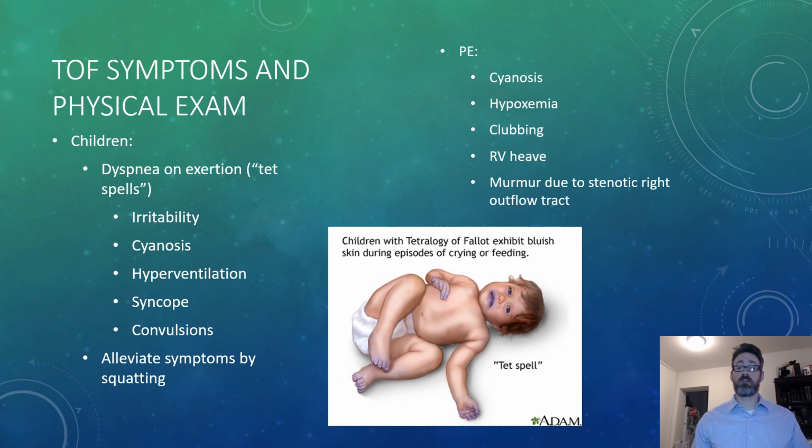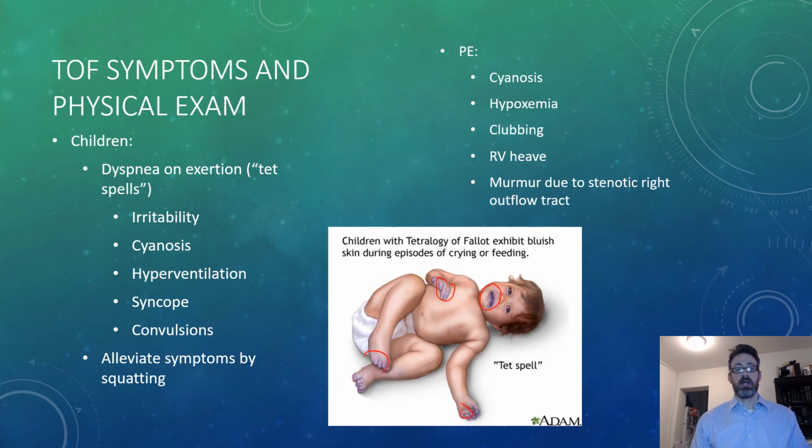This is often referred to as a tet spell. So they start to feel very winded when they're running around, and they can become very irritable. They become cyanotic. So when it's occurring during this tet spell, you can see bluish discoloration around the lips. In the cartoon here, you can see perioral cyanosis right there. You can see it in the fingers and the toes. They may start to hyperventilate, again trying to oxygenate. They could undergo syncope, they could have fainting spells. It could cause convulsions due to the low oxygen content going to the brain.